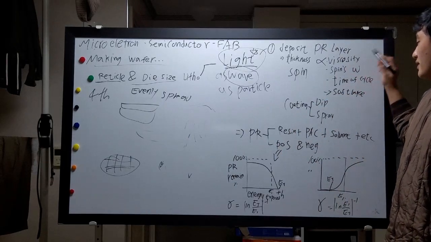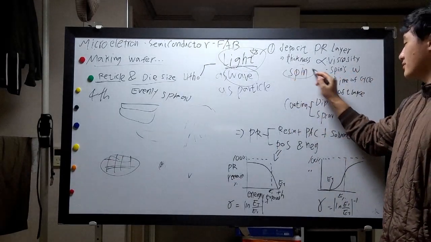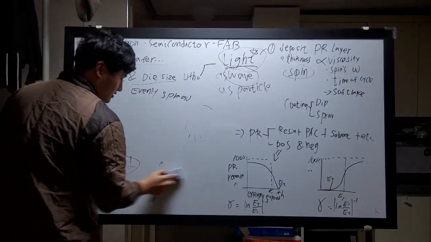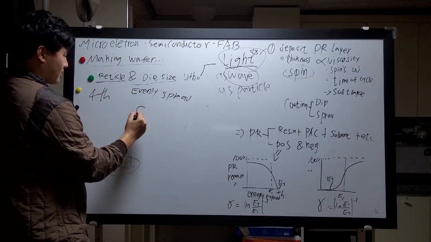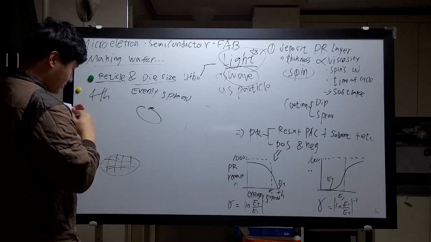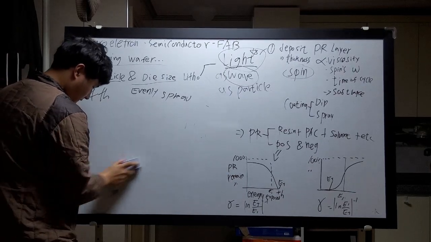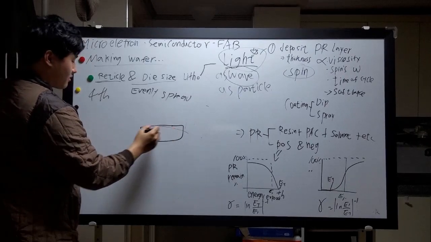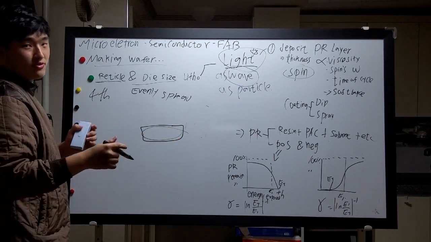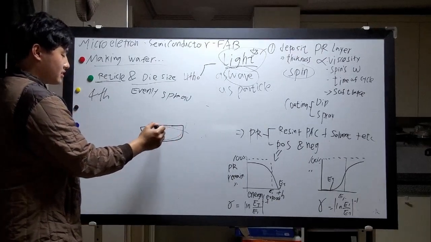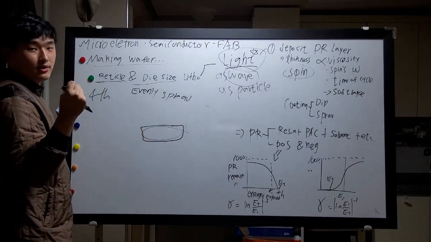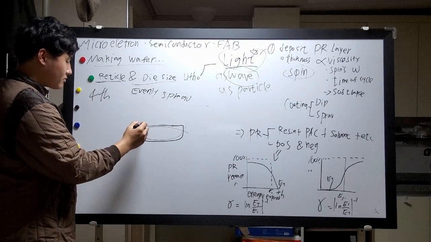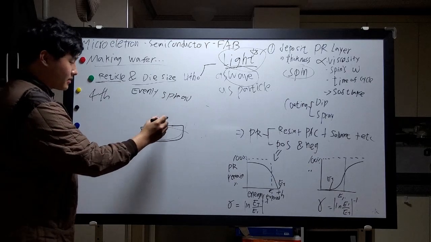So there are many methods. But first, spin. Spin is just something rotating. So let's guess, here is the wafer and some processed surface or product here. And I want to put a layer of the PR over the surface. Of course, first by spin.